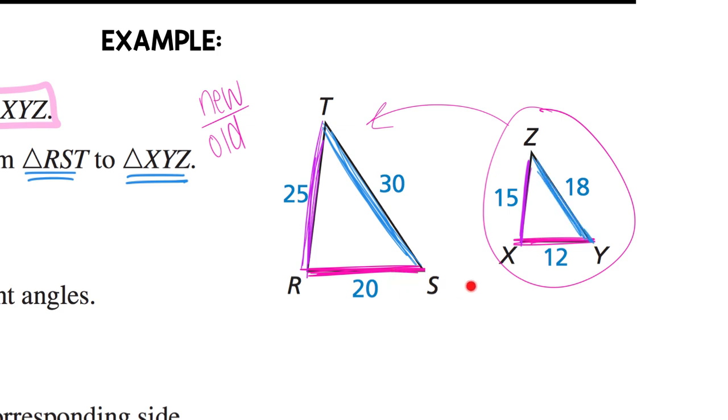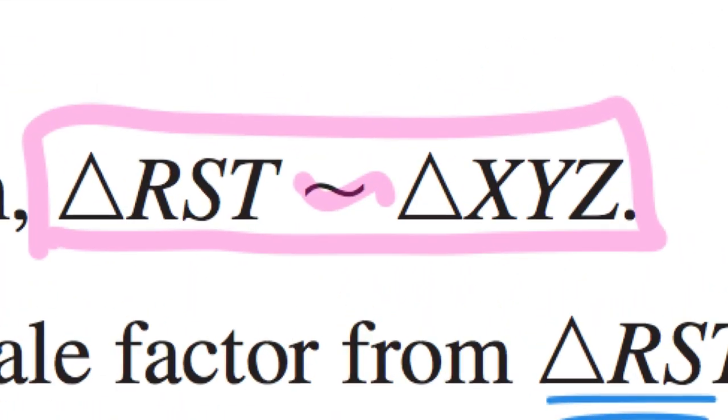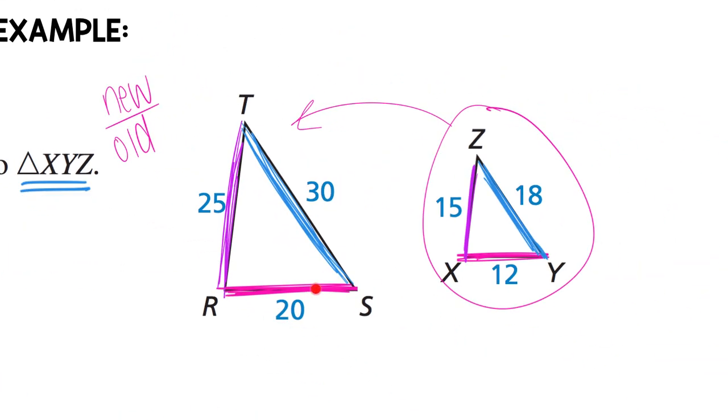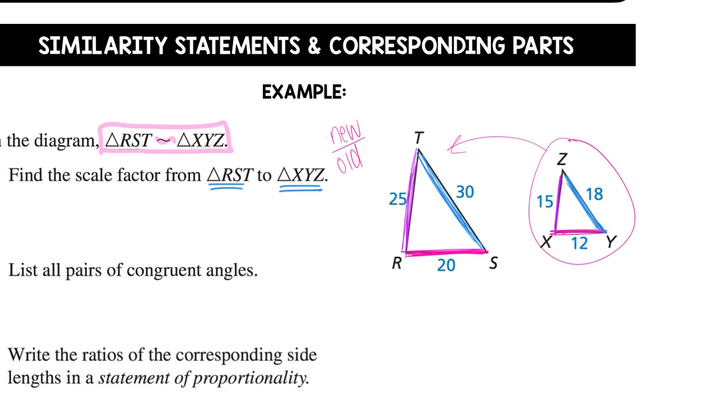Most of the time you're going to be able to tell by looking at the shape, but you can also tell by looking at this statement here. And we've done this before, right? The first two letters are RS. That means that side has to correspond with XY because those are the first two letters in that one. And if you look at the picture, that makes sense, right? RS corresponds with XY.